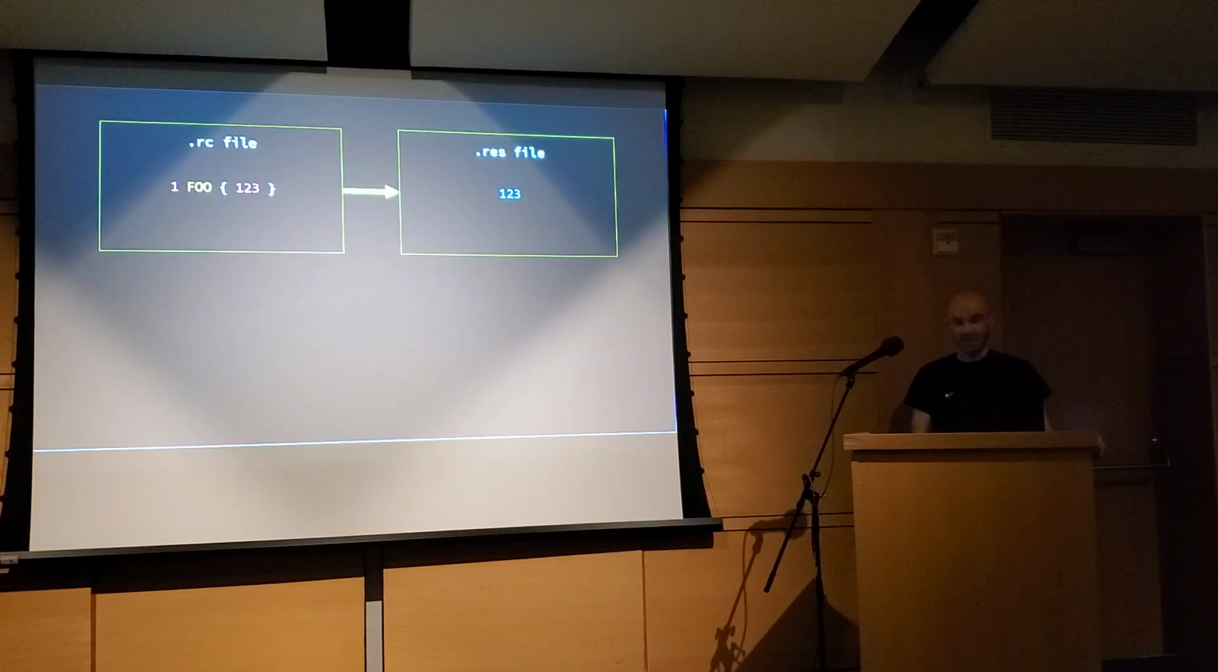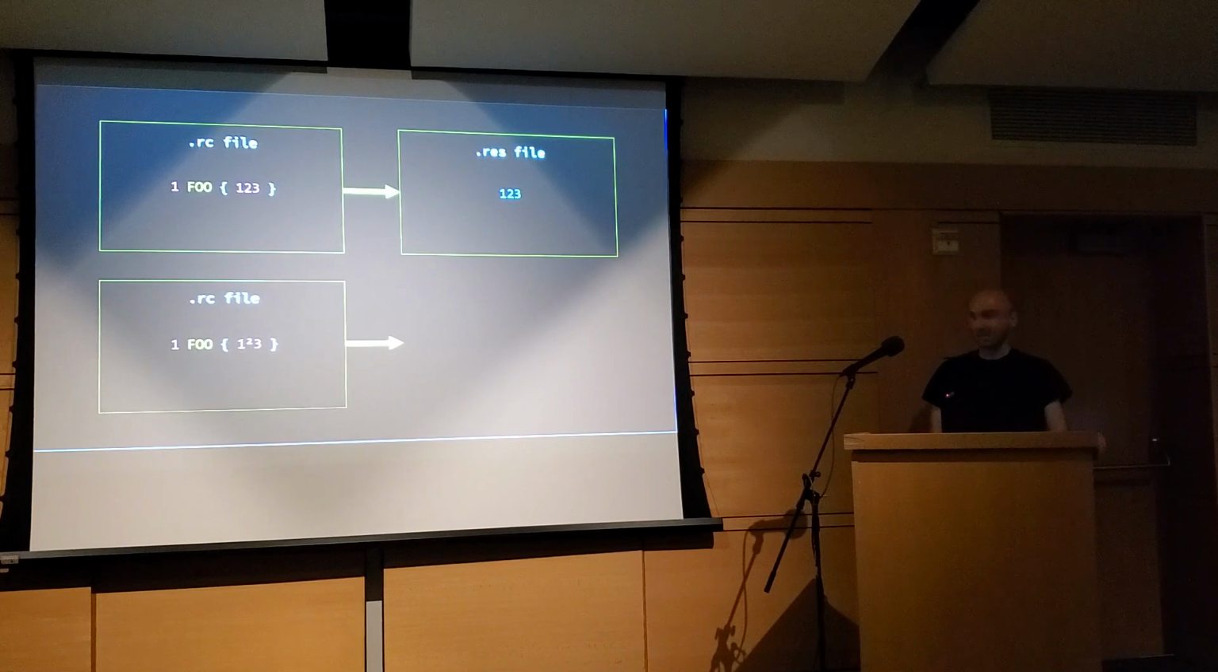So here's an example similar to the last one, but now the raw data is just a number. And it works how you'd expect. It writes a U16 with the number value into the data of this resource. But this is also an accepted number literal with a superscript 2 character in there.